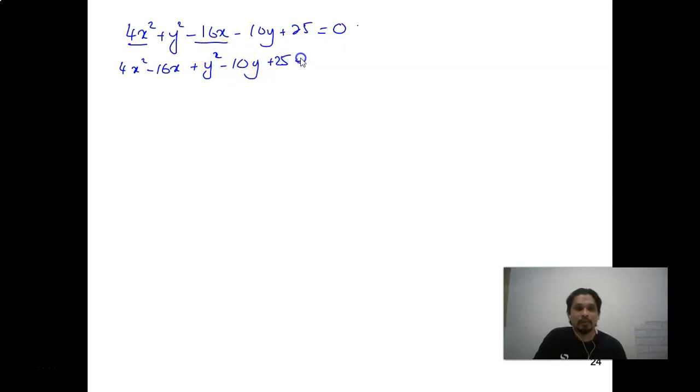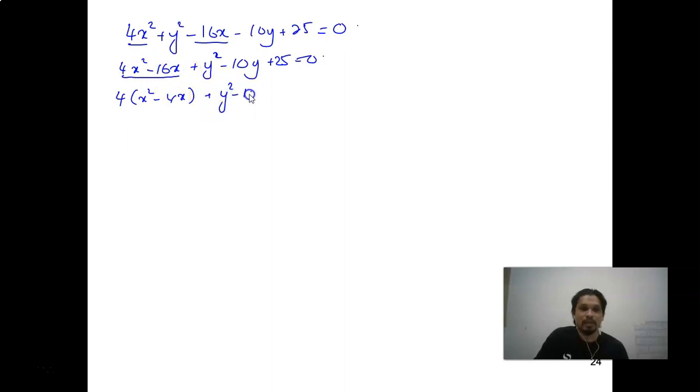Before we start the process of completing the square, make sure that the coefficient of x squared equals 1. So between these two, we factorize with a 4: 4 times (x squared minus 4x). 4 times x squared is 4x squared, and 4 times negative 4x is negative 16x.